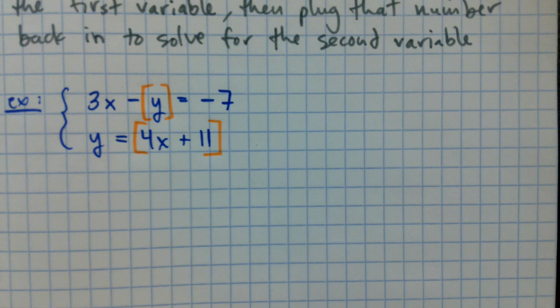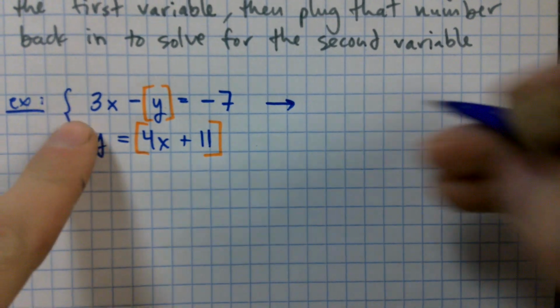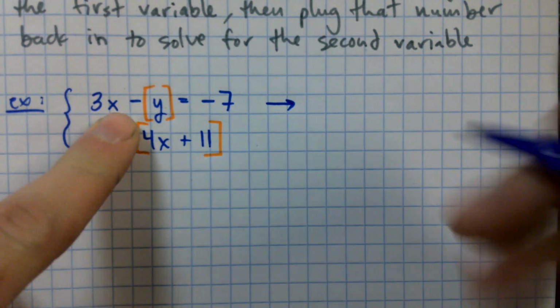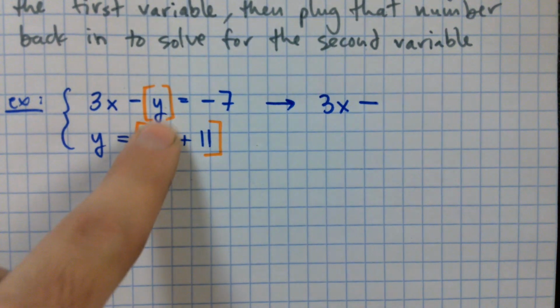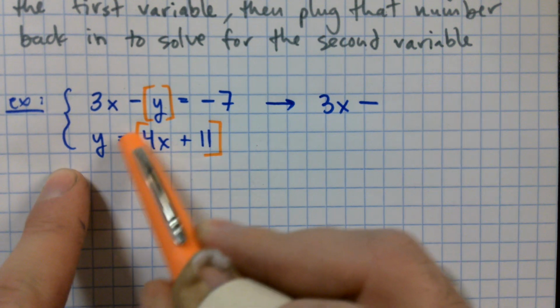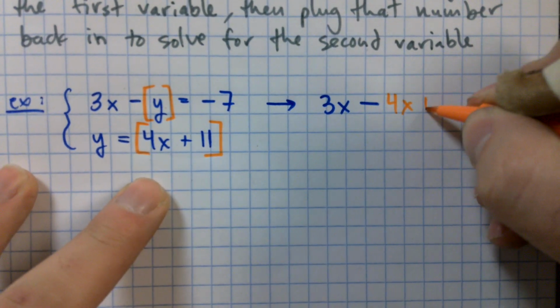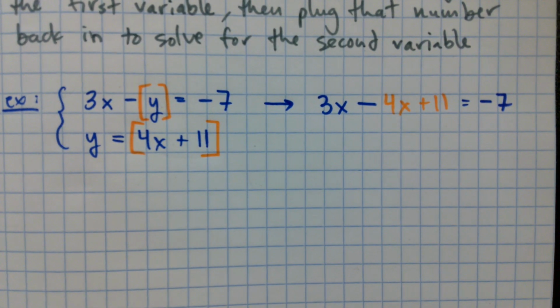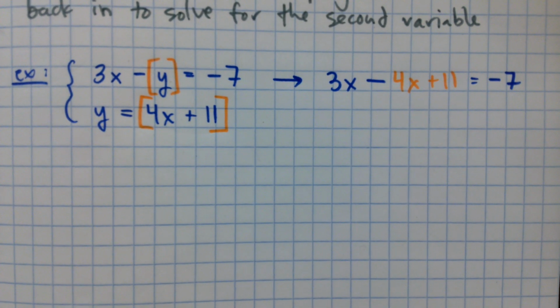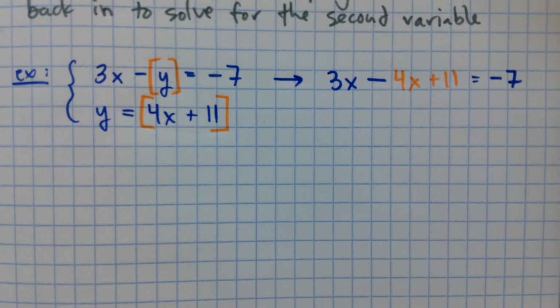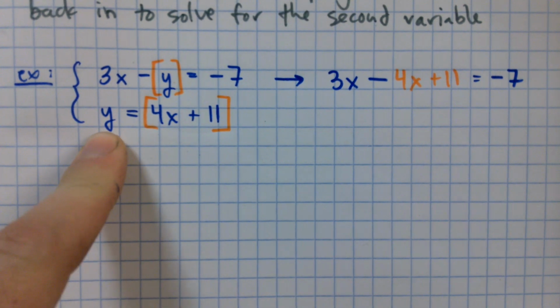Here's what that looks like. I know that sounds confusing, but it's not. Take a look. You guys with me? 3x minus y equals negative 7. Okay, 3x minus, well, if y is 4x plus 11, that's what equation B says, y equals 4x plus 11, let's plug that in for y. 3x minus (4x plus 11) equals negative 7. Take a look at that and digest that in your brains for a second. All we did was plug equation B into equation A for y, because my y is already solved.